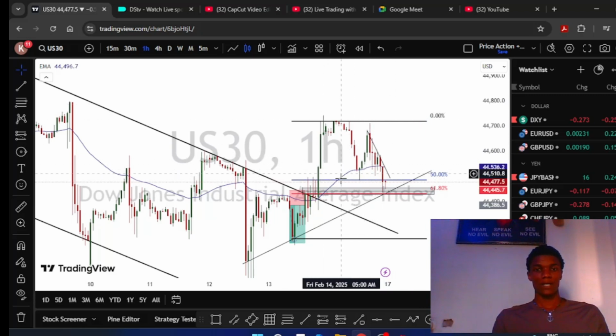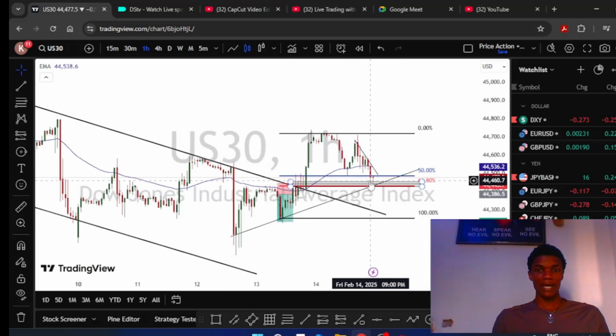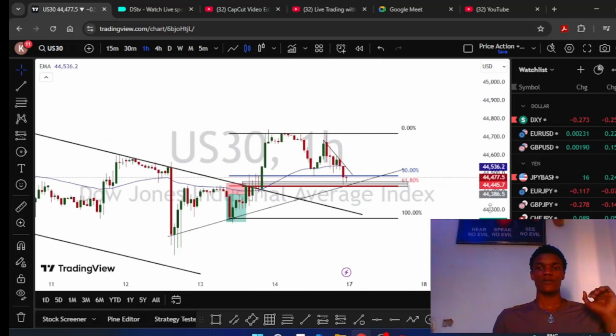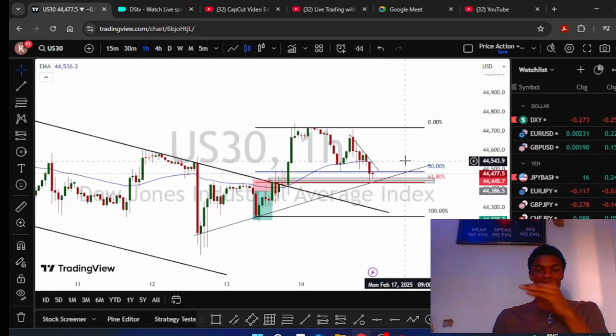Now you can see we've come to a good area. One, it's a trend line. Two, it's a previous supply area. Three, it's a support area. Four, it's a Fibonacci level. Five, it's swept liquidity. So we're looking to be buying US30. I just want to show you guys this. It is a very neat trade.